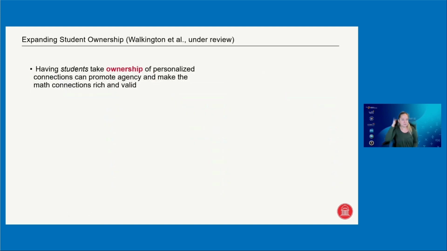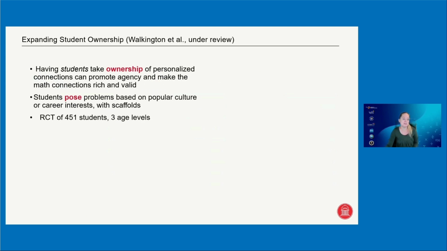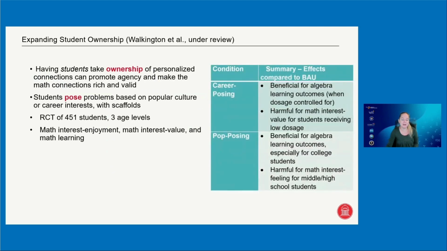So in our most recent study, we really tried to have students take ownership of the personalized connections to promote agency and make the connections rich and valid. So we had students pose problems based on popular culture or career interest with scaffolds. And this was an RCT of 451 students at 3 age levels. We measured their interest in math and their math learning.